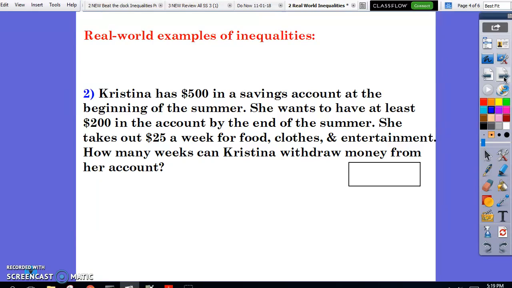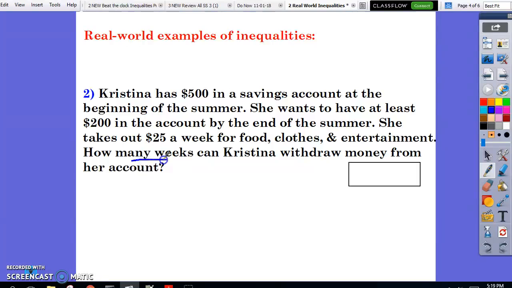Christina has $500 in a savings account at the beginning of the summer. She wants to have at least, that's the important word, $200 in the account by the end of the summer. She takes out $25 a week for food, clothes, and entertainment. How many weeks can Christina withdraw money from her account?